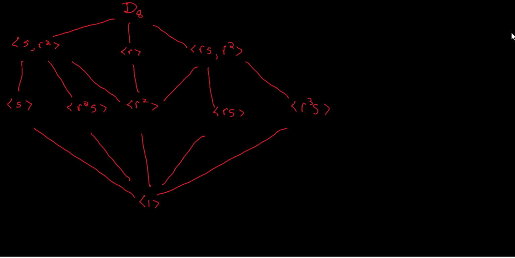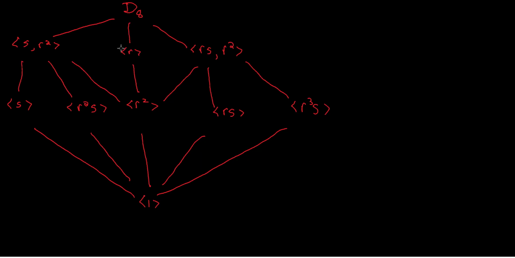Hi everyone, I'd like to talk a little bit about the lattice of subgroups for the dihedral group of order 8. So I'm using the notation D8 here for the dihedral group of order 8. I've got the group up here at the top of my diagram, and then underneath it, I've got subgroups. So for example, the subgroup generated by R, that's a subgroup of D8.